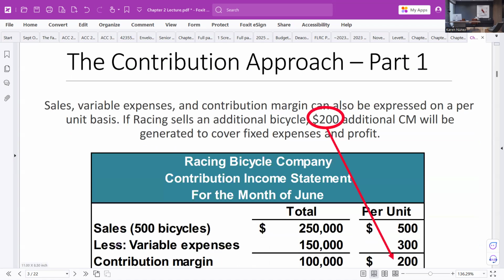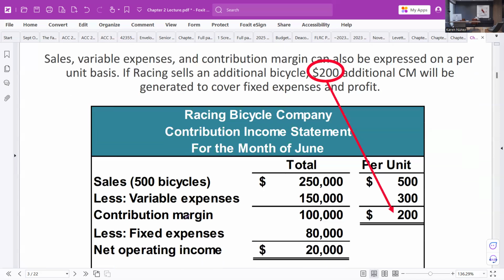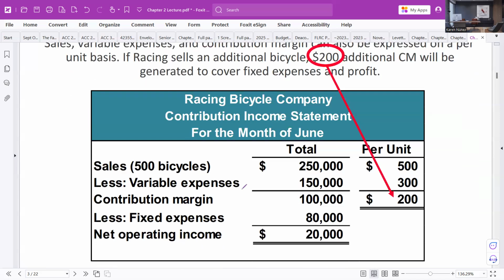So the contribution approach, let's start by going back to that contribution approach to measuring income on the income statement. On a contribution income statement, we have something that looks like this, right? We've got the total sales revenue of 250,000 minus the variable expenses. All the variable expenses gives us the contribution margin, and then minus all the fixed expenses, that gives us our operating income.